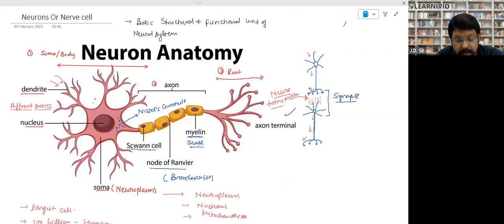So look, one more thing. This is the longest cell of the animal body. So what can be the maximum length of a neuron? And which is the longest neuron of the human body? Tell me.